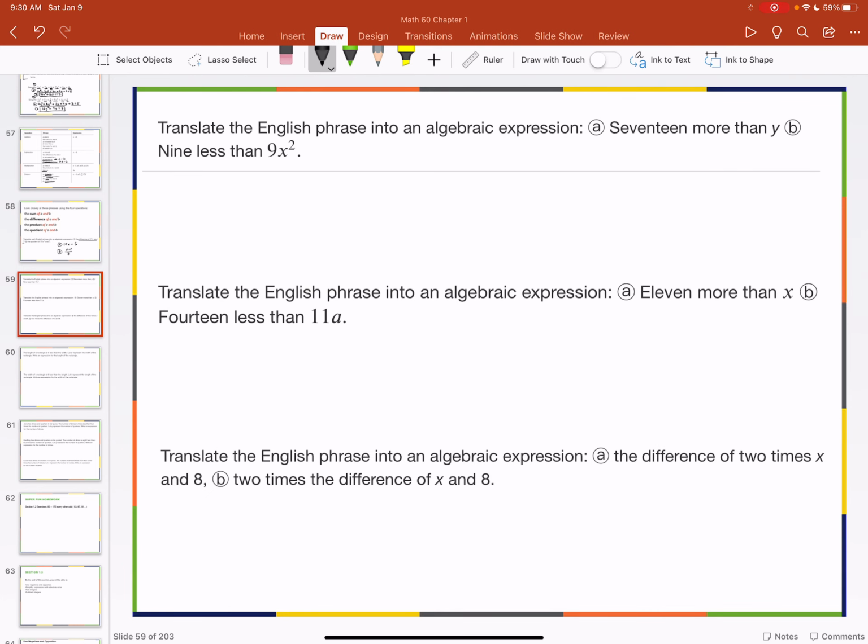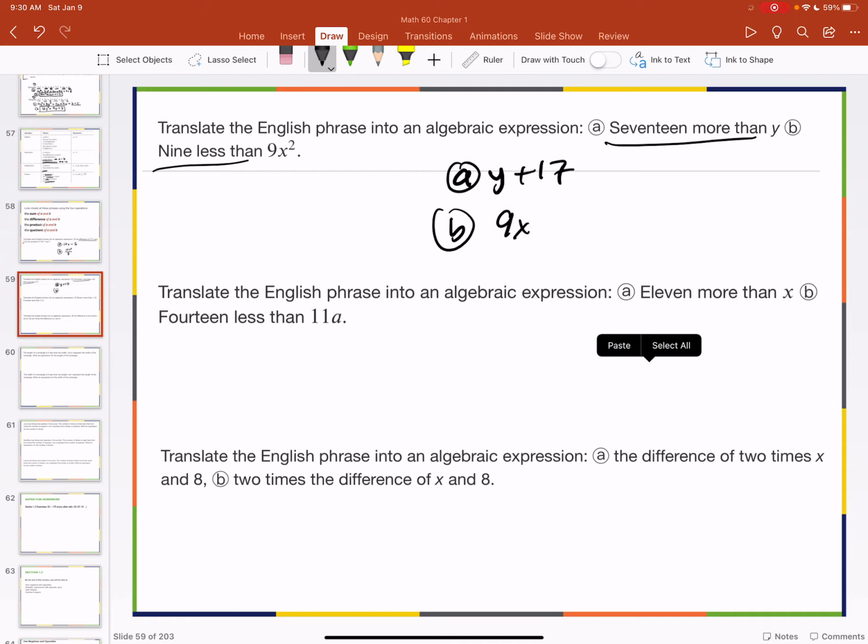All right, let's do another one. Translate this. 17 more than y. Okay, so what is that? So A, 17 more than y, so y plus 17. B, 9 less than 9x squared. So 9x squared minus 9. Remember that it's less than. Less than means it goes after.